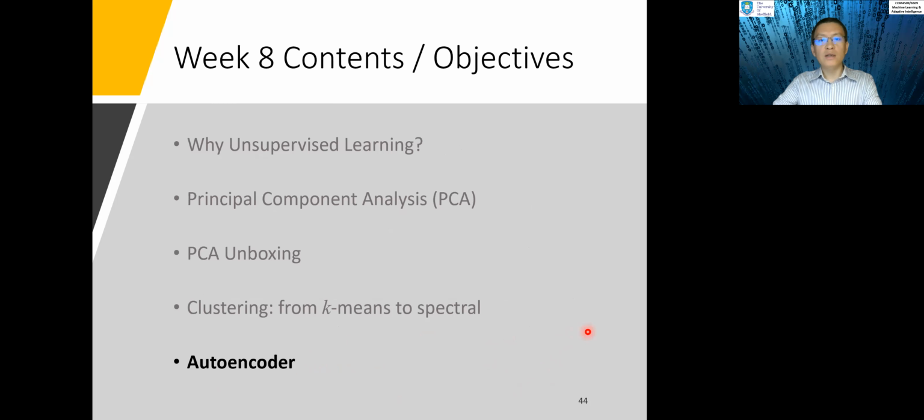So this is the introduction to two of the very fundamental clustering algorithms. In the last session, we take a look at a deep learning model for clustering called autoencoder.